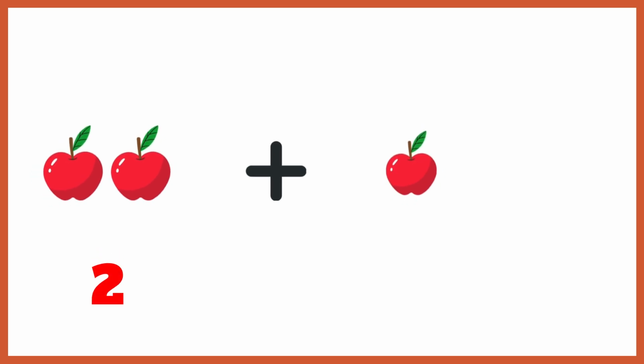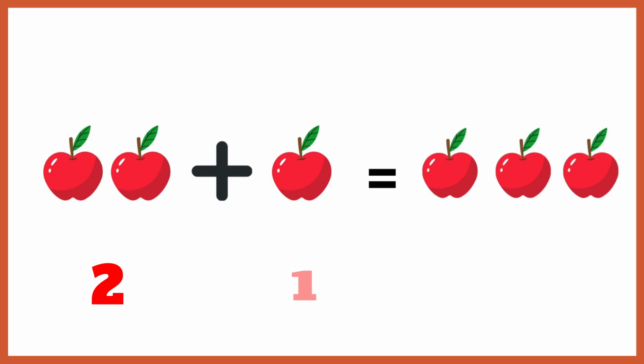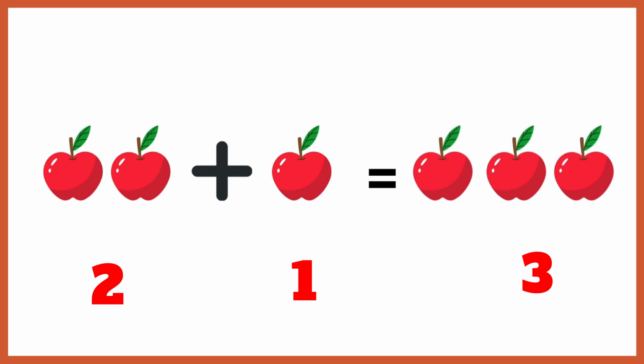Now let's count 2 apples. If we add 1 more apple, what do we get? 2 apples plus 1 apple equals 3 apples. Wow, you are doing amazing.